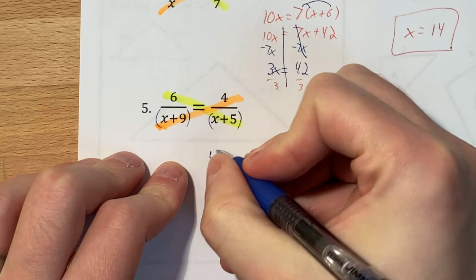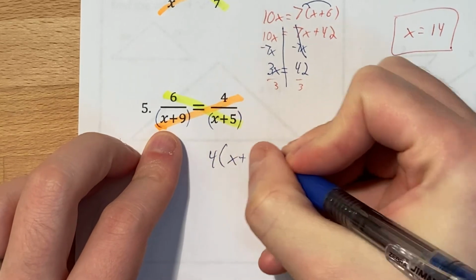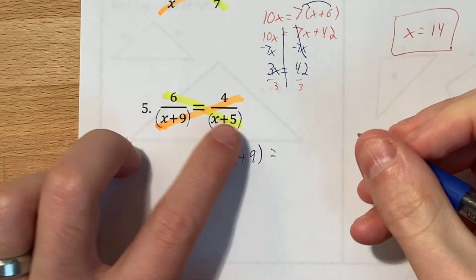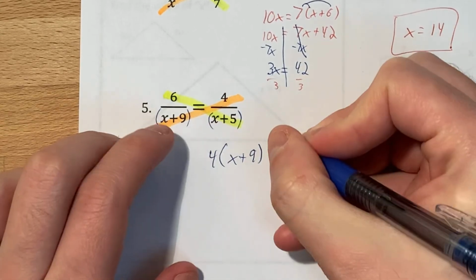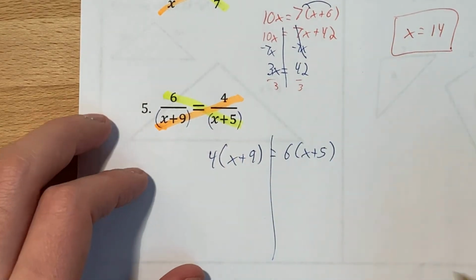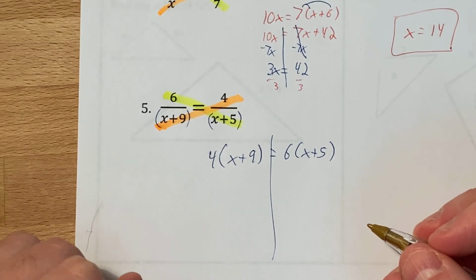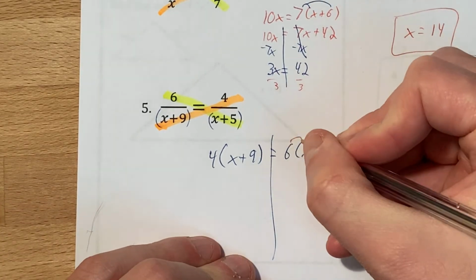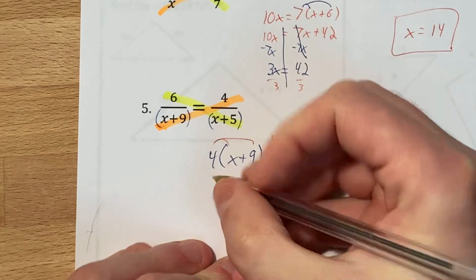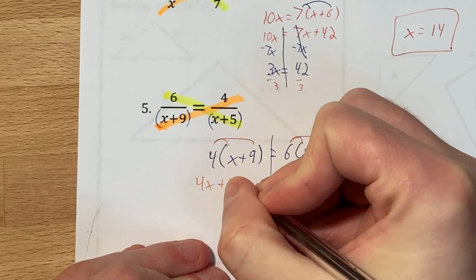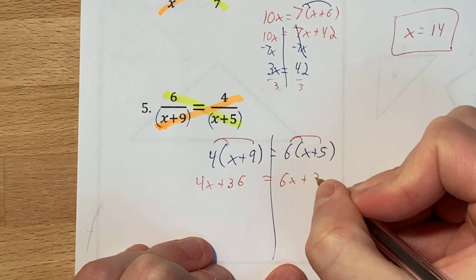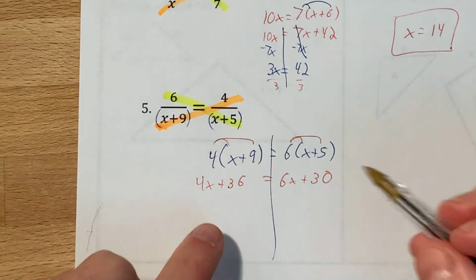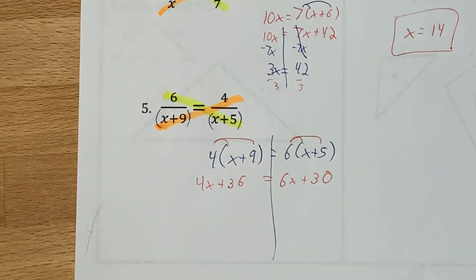So this will be a 4 and an x plus 9. This will be a 6 and an x plus 5. Next up, we will distribute. 36. 6x plus 30. So once again, x is on both sides.